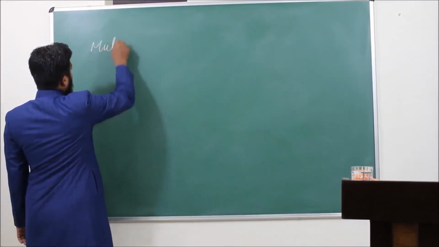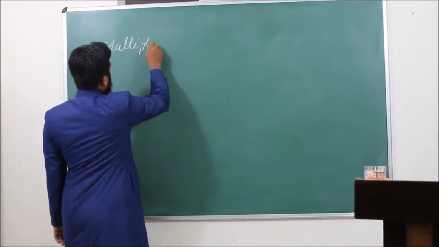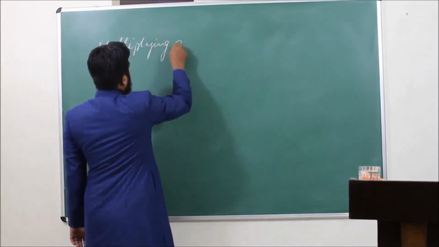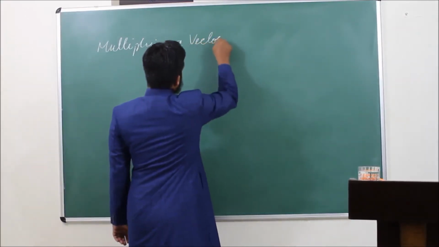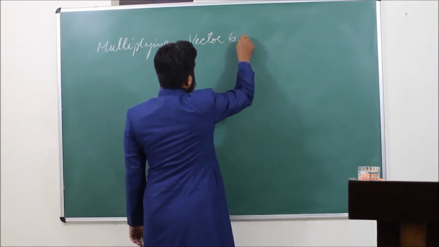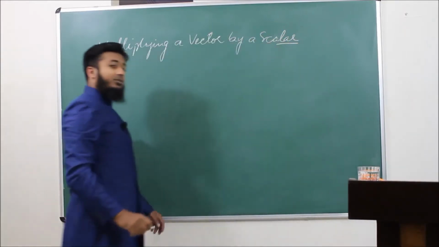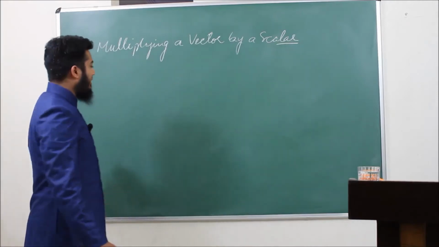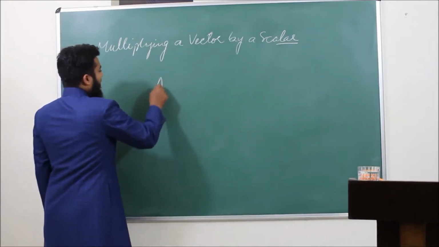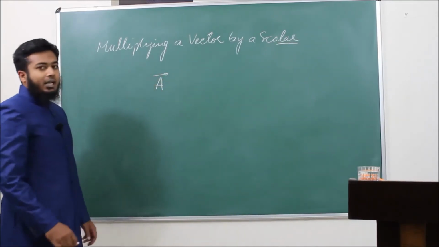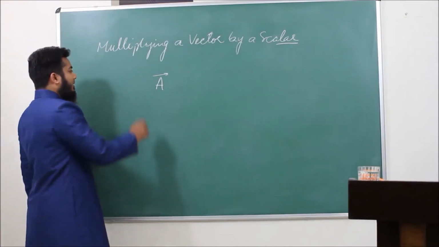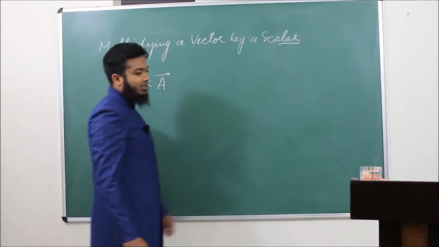So multiplying a vector by a scalar. Let's see what happens if we multiply a vector by a scalar. Say we have a vector A and I multiply it by a certain number k.